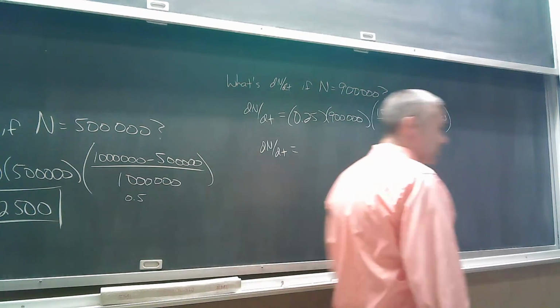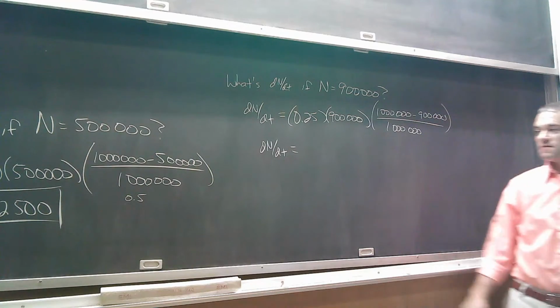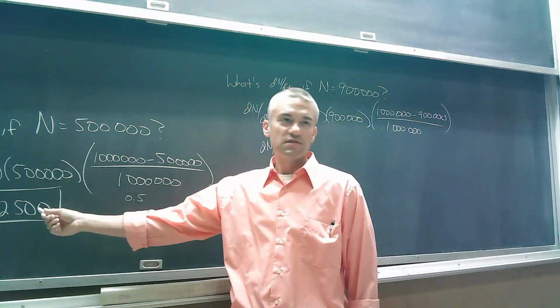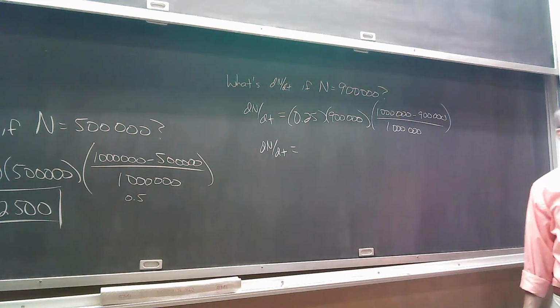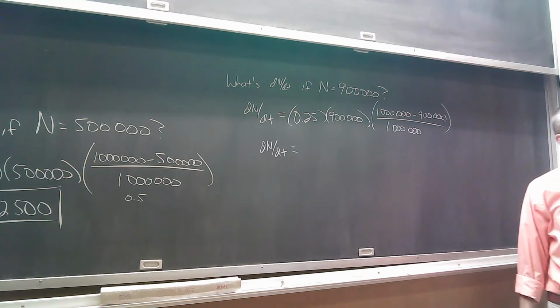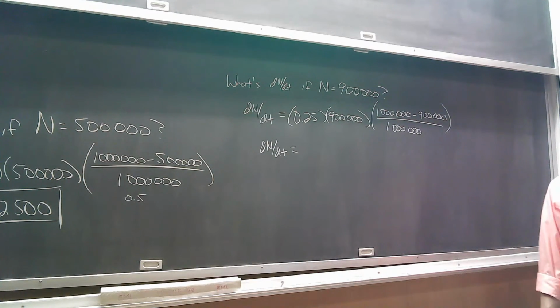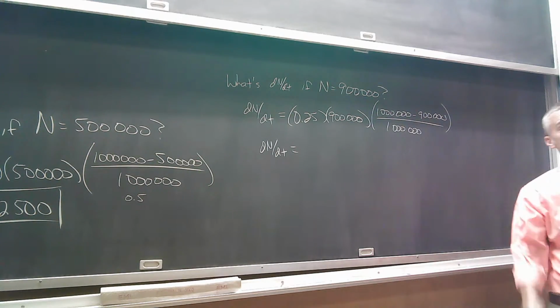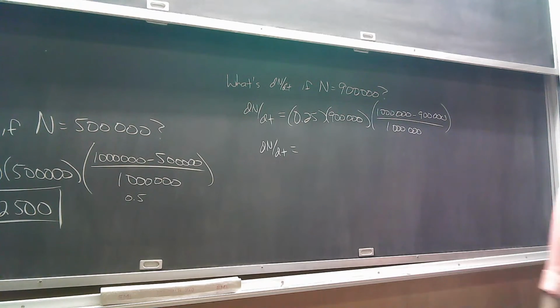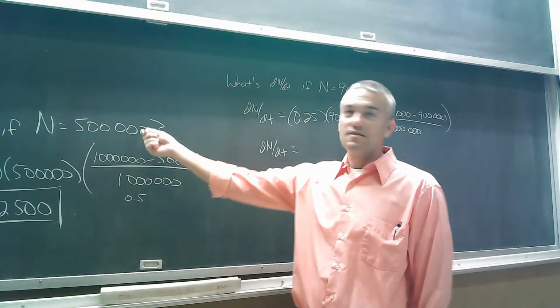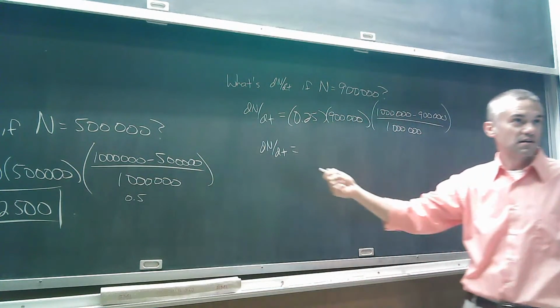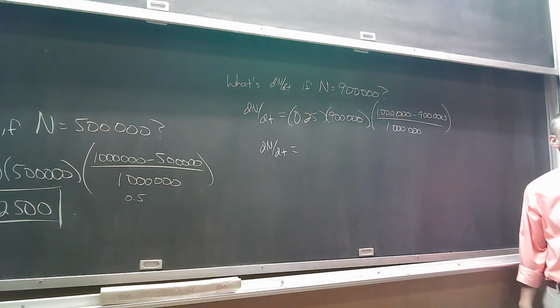Now, before you even answer it, should our answer be greater than this, 62.5, or less than that? What do you think? Less. Why? Because we're closer to the carrying capacity. What's the maximum rate of growth that we'll see in this population? This value. Why? 500,000 is half of our carrying capacity. That's the largest dN/dt that we will see.